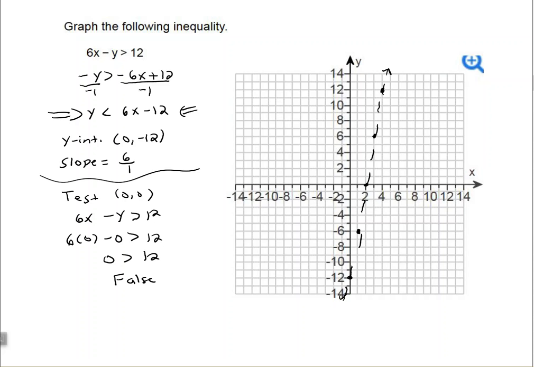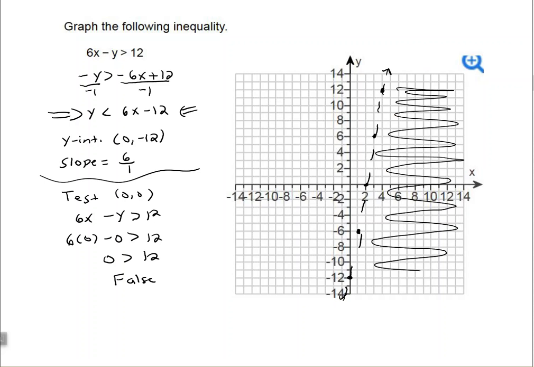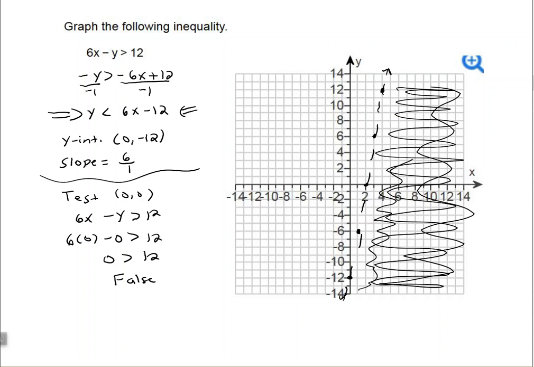Therefore, my solutions will be on the opposite side of the line of that test point. So 0, 0 is on the left side of the line. Since that's not true when I tested it, my solutions will be on the right side of the line. So I must shade on this side. That tells me that any point in that shaded area on the right side of that line makes a true statement for that inequality, or it's a solution.